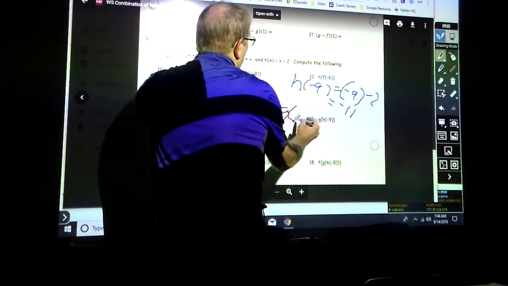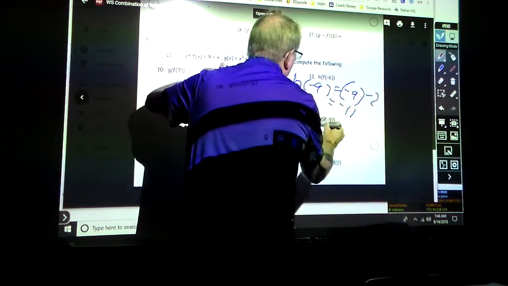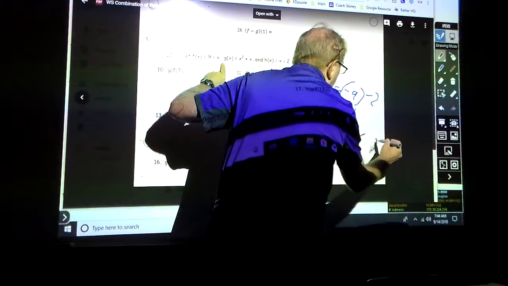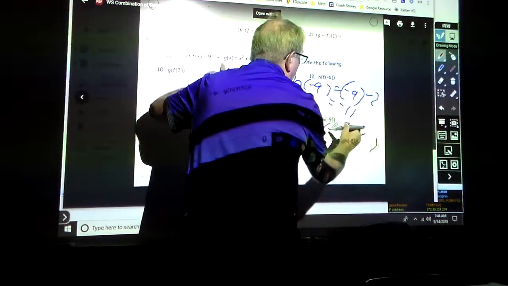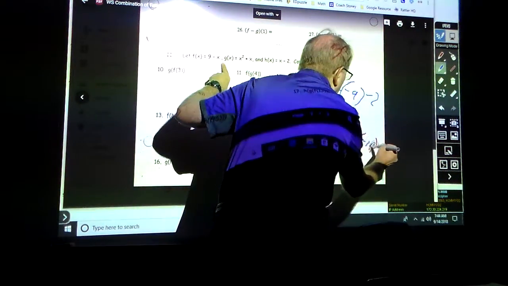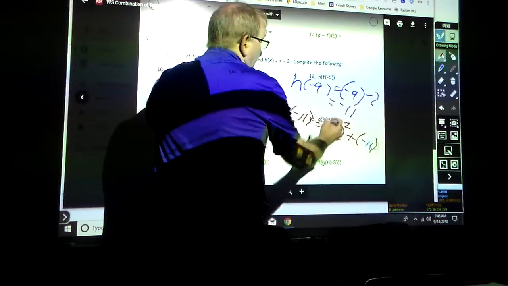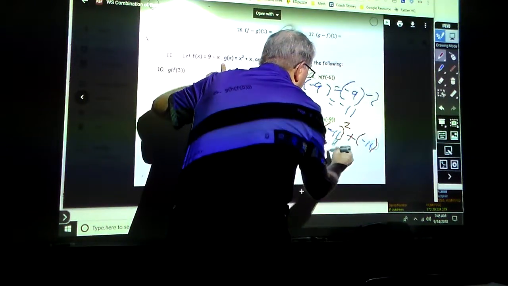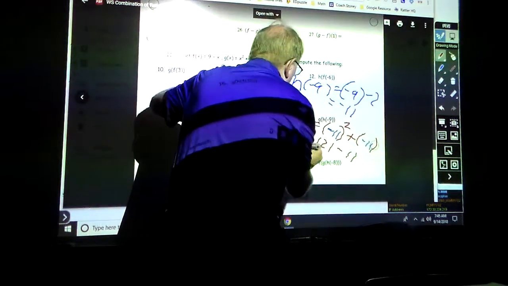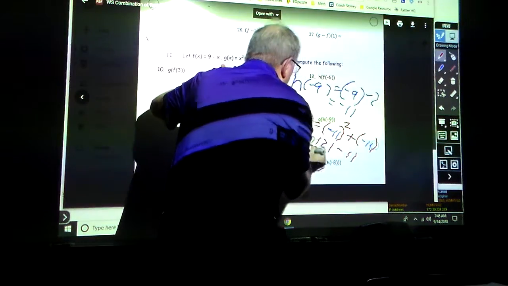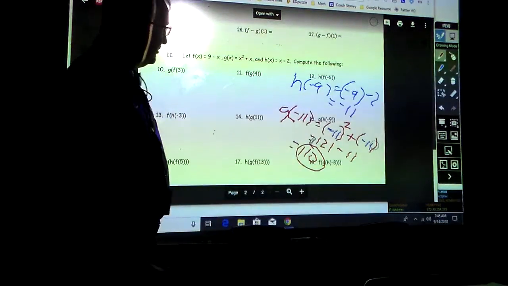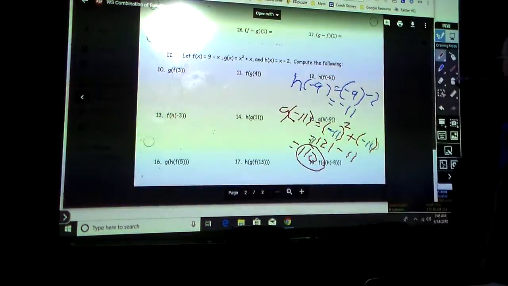G of negative 11 will equal the x squared plus the x. Well, I should tell you what, let's do this here. I'm going to put that negative 11 there. All right. Well, negative 11 squared is 121 minus 11, because basically plus negative is that. Well, that makes your answer then here what? 110. So number 15 was 110. I have one more odd one to do.